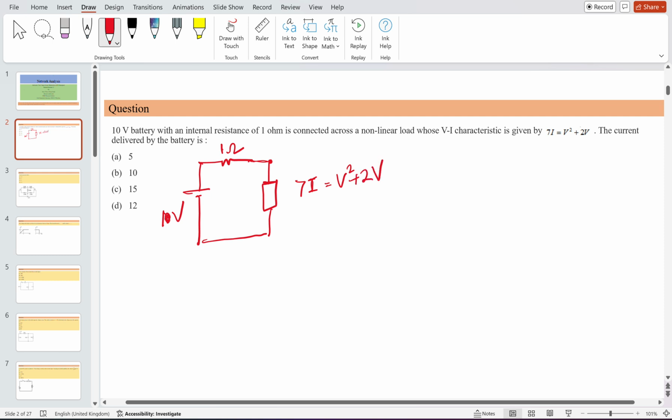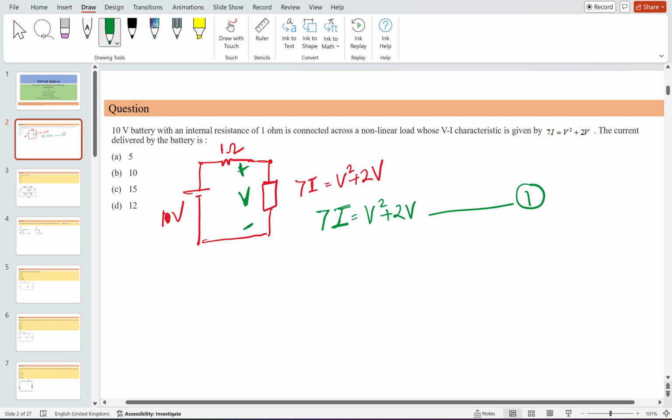Okay. So if you ask how to solve this kind of problem, when non-linear loads are given: the 10-volt battery is a DC source, and the 1 ohm resistor is connected here as the internal resistance, and its VI characteristic is given. It means that the voltage which will appear across it, suppose this is positive and this is negative, is V. So one equation is already given, that is 7I is equal to V square plus 2V. This is the first equation. We need a second equation because there are two unknowns.